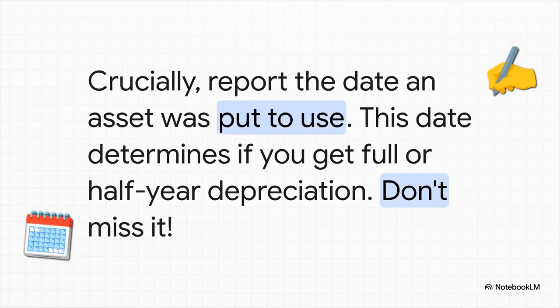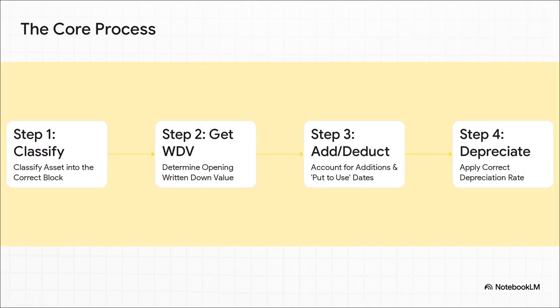Now let's focus on a major pitfall in Column 4. You have to report the date an asset was bought, sure, but the date that really matters is the date it was put to use. That's the trigger. If an asset is put to use for less than 180 days in a year, you only get to claim half the depreciation. This is such a common error, so it's best practice to get a signed representation from management locking in these dates.